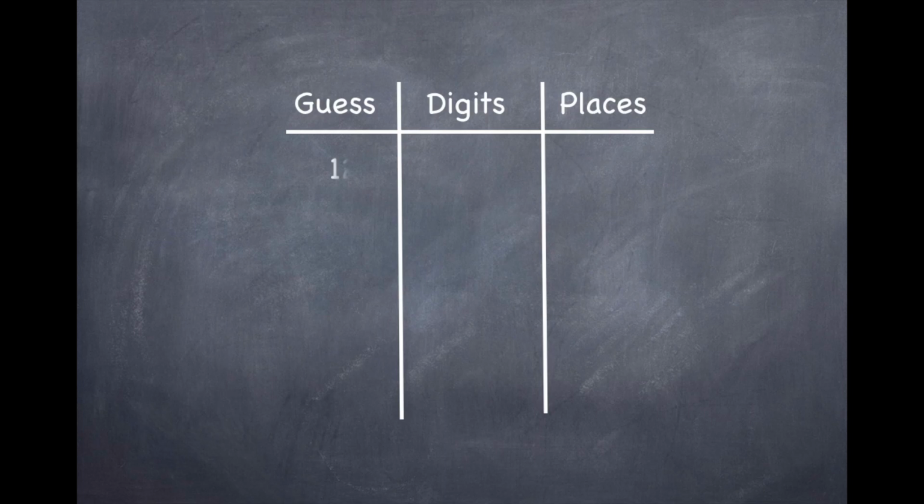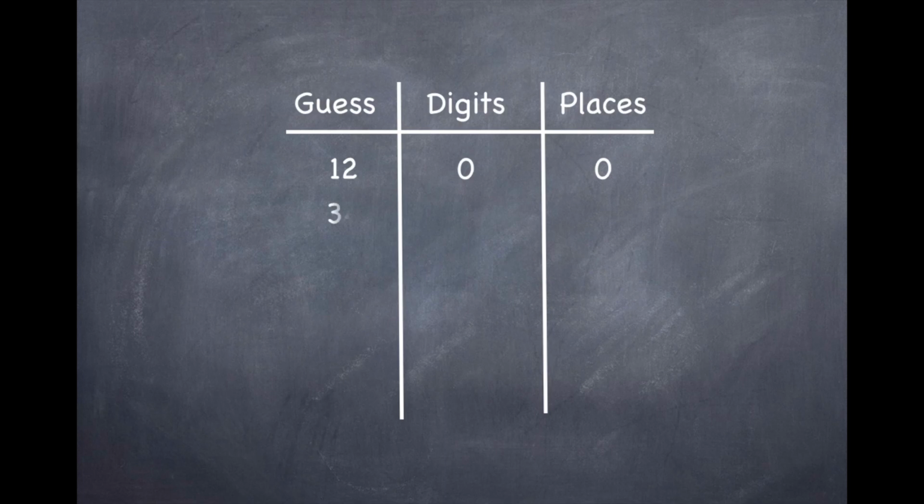12. There is nothing correct. Was that a bad guess then? No, it was actually good, because now we can eliminate two digits, 1 and 2. Okay, what is your next guess?